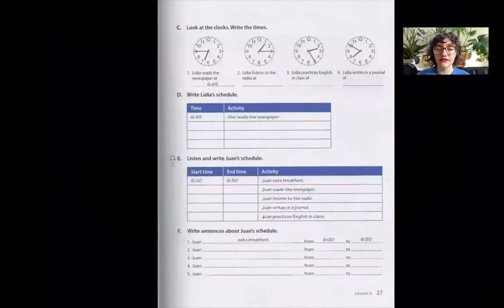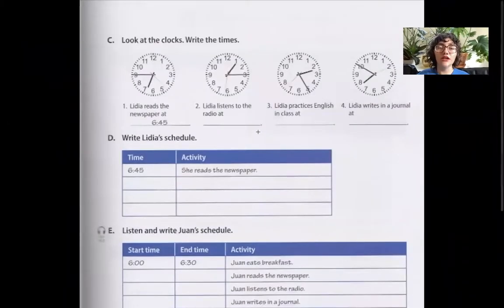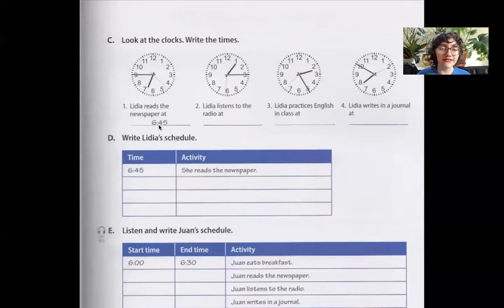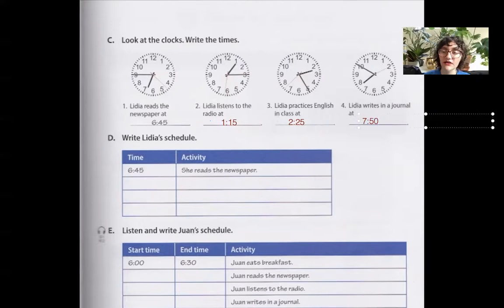And then the next that we have, okay, and it says, look at the clocks, write the times. Okay, so you'll see, it says this first one, Lydia reads the newspaper at 6:45. So it wants you to look at the clock and then put the time. So Lydia listens to the radio at, so this time is 1:15. So we would say 1:15. Lydia practices English in class at and this is 2:25, right? So 2 right here, 25. 2:25. Lydia writes in a journal at, right? So it's 7:50 is what the time is. It kind of looks like it's an 8 time, but it's 7:50. So we have at 7:50.